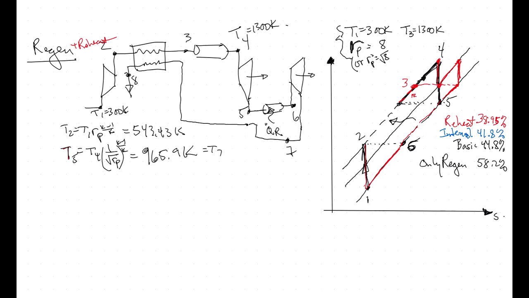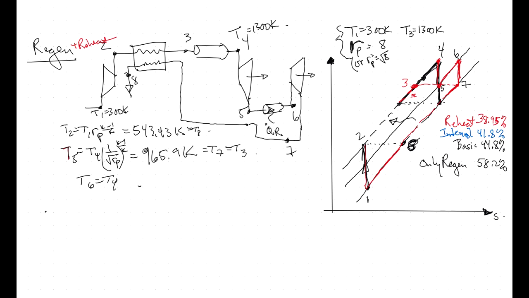This is now my state 5, 6, 7, and 8 down here. Let me erase the labeling so we don't get confused. So this is T5, which is equal to T7, which, with a perfect regenerator, is equal to T3. And T2 is equal to T8. T6 is equal to T4. Perfect.